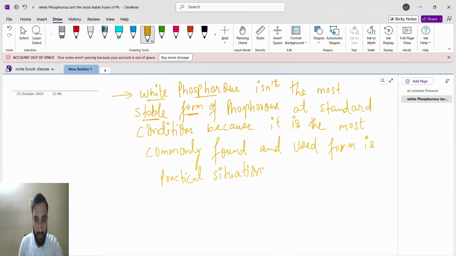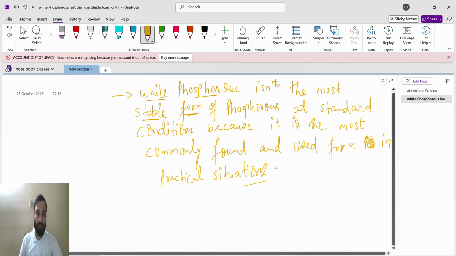This is the reason, because we know that if we take any element in the standard conditions, it will be most stable, then it will come under the standard state of an element, right? But white phosphorus is not. If you keep white phosphorus at standard condition, it is not the most stable form of phosphorus, because it is the most commonly found and most commonly used form in practical situations. Okay, yes sir.